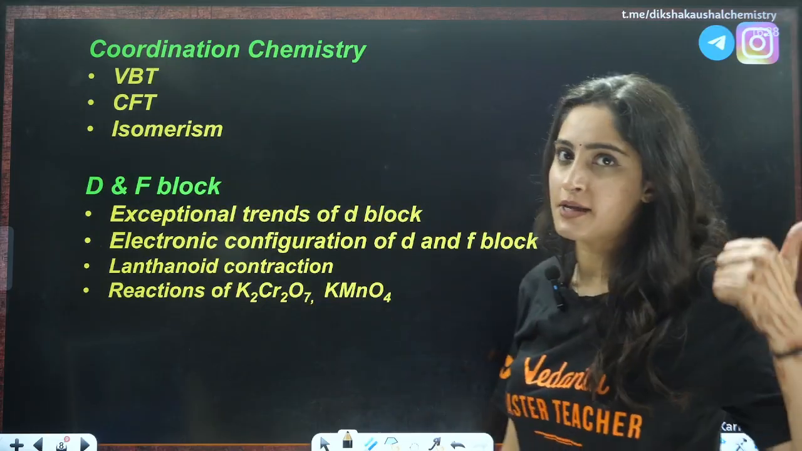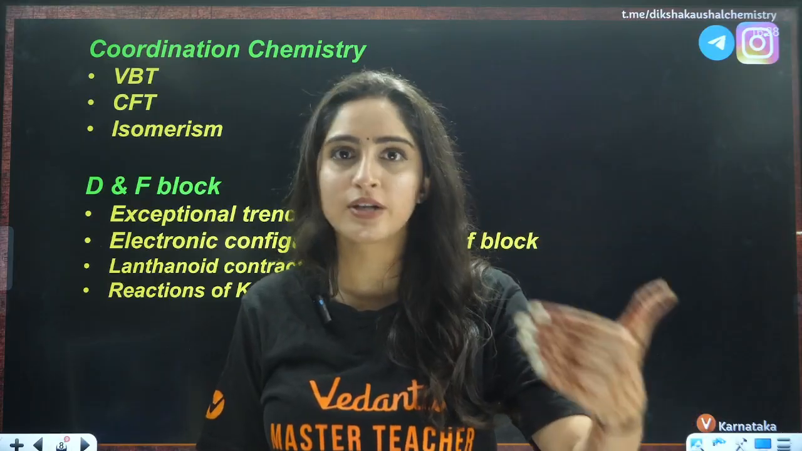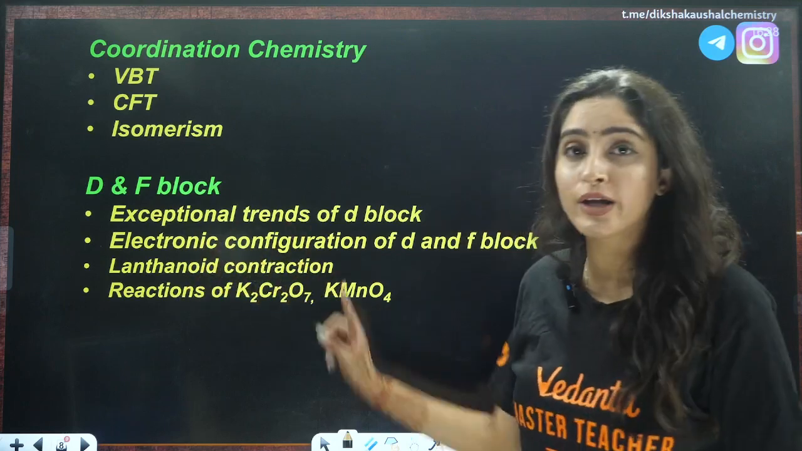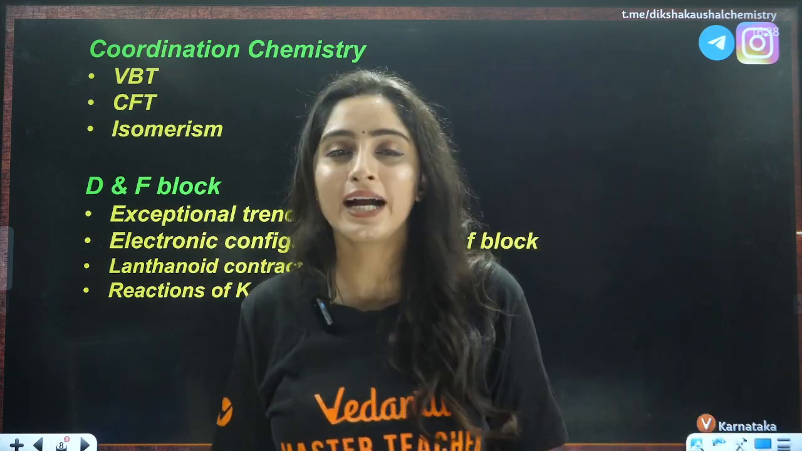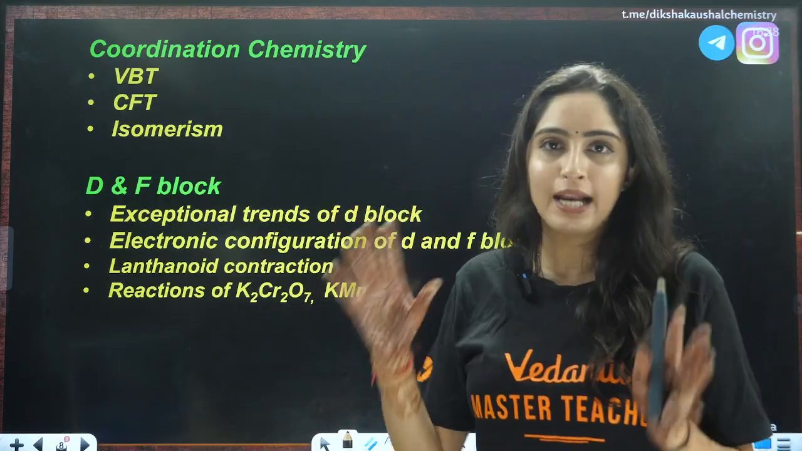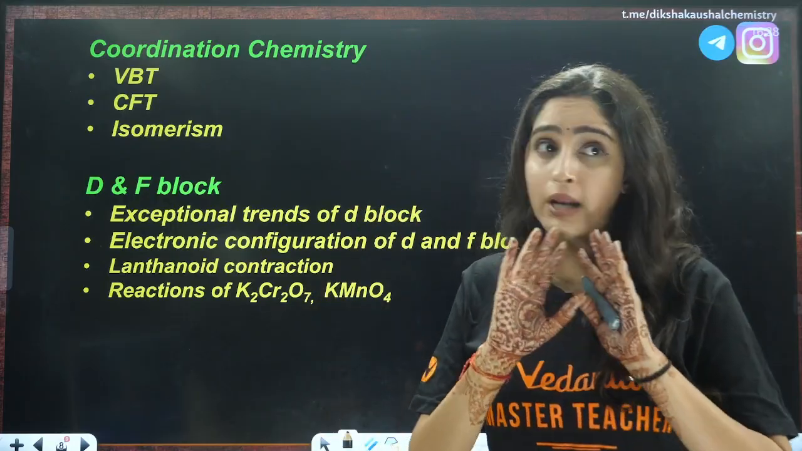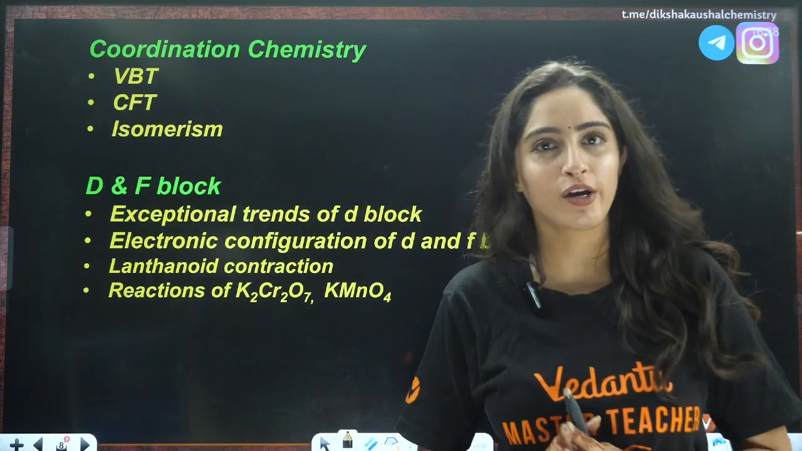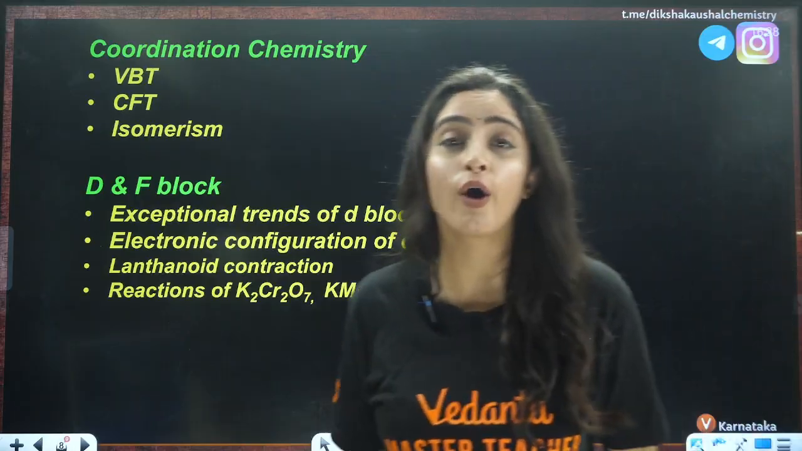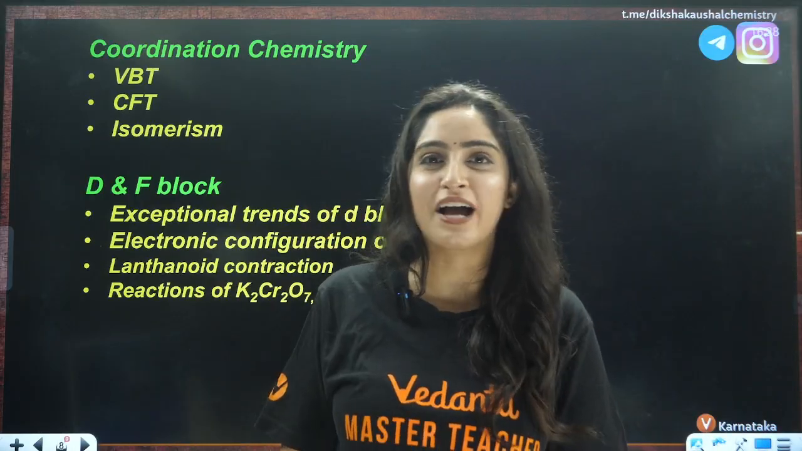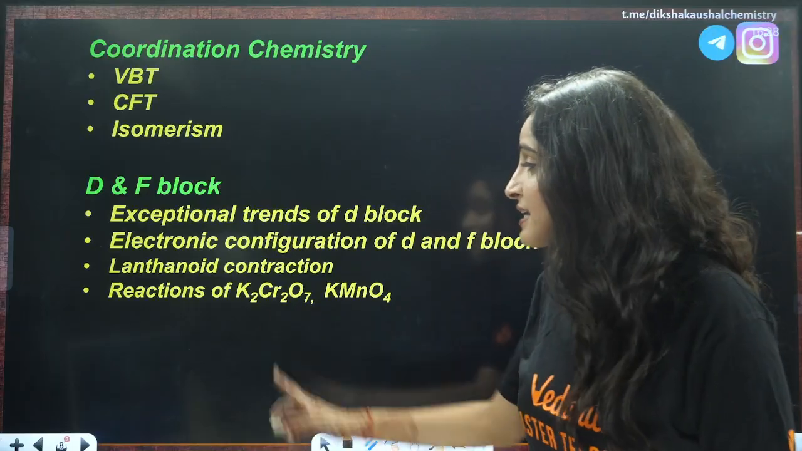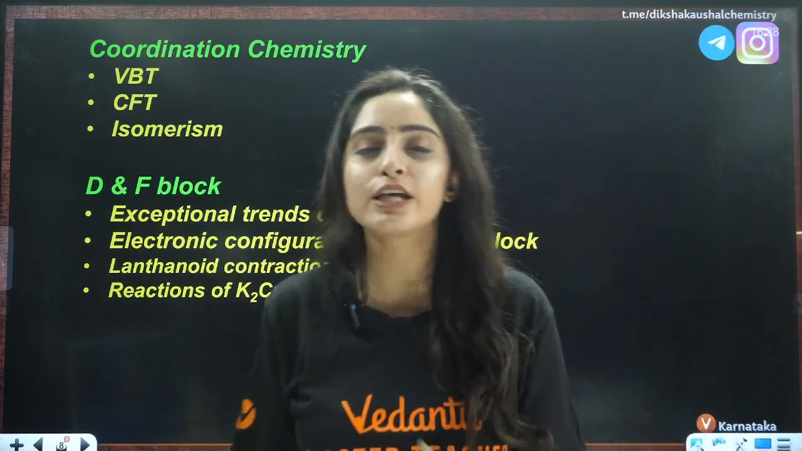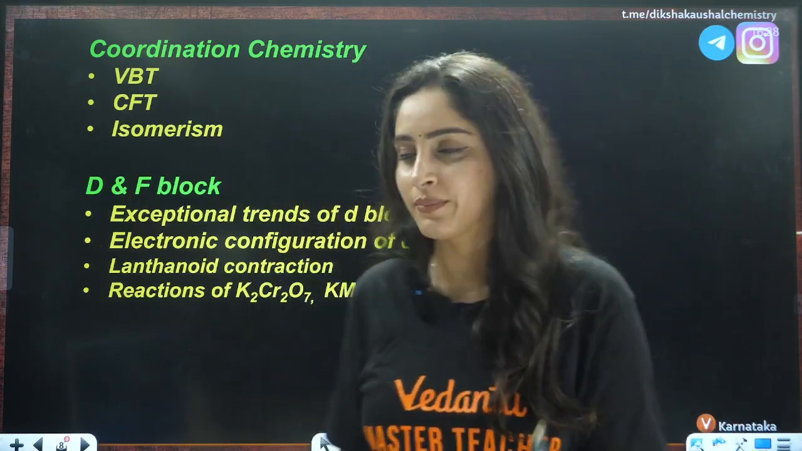So here first thing is exceptional trend of d block, size, ionization energy, all of these trends. Oxidation numbers, the variation of oxidation numbers. Next is electronic configuration, specially f block. d block has very less exceptions of electronic configuration, like f block has too many exceptions of this electronic configuration, right? Next is lanthanoid contraction, lanthanoid and actinoid contraction, right? What is the reason behind that? Next is reactions directly from your NCERT, K2Cr2O7 and KMnO4. These two oxidizing agents, direct reactions from that, right?